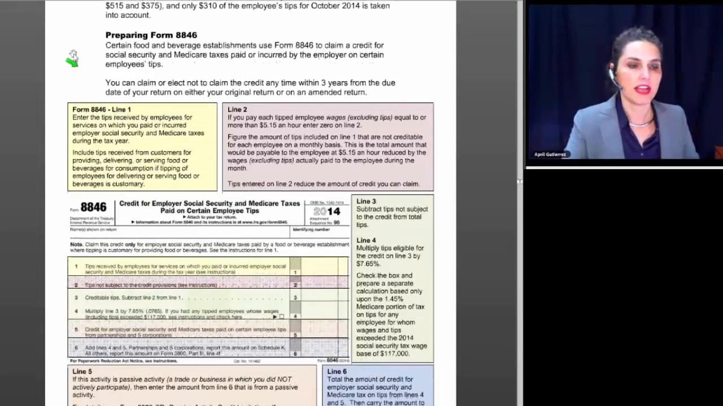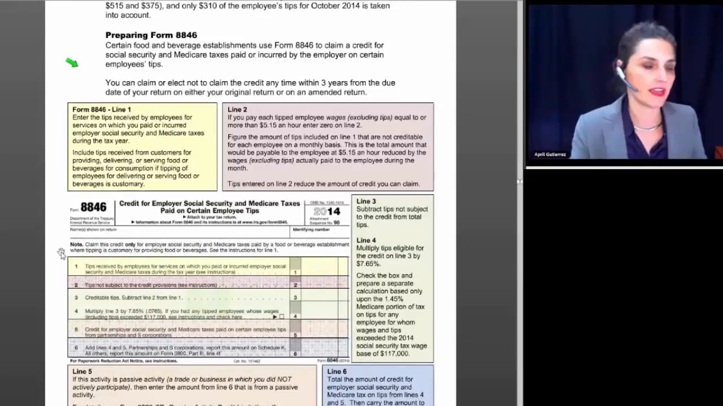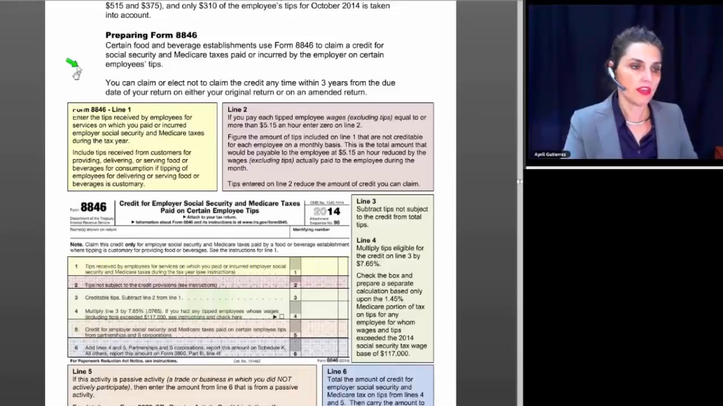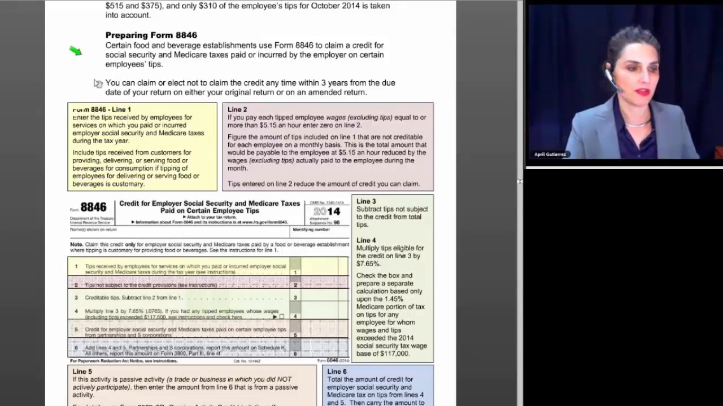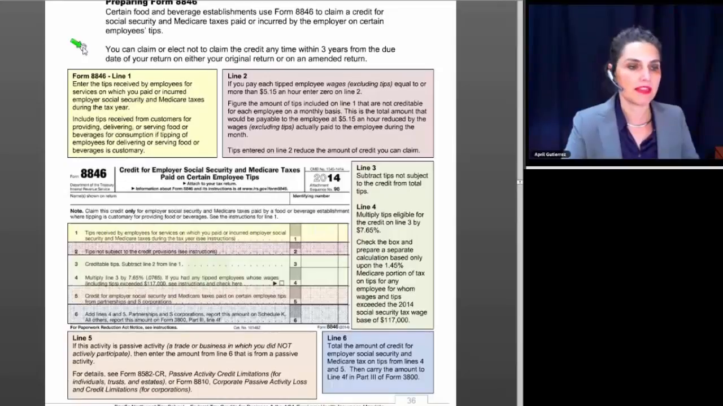So let's take a look at how we go about preparing Form 8846. We'll look at its component parts, and then I have another illustration to show you of how we prepare the return for this particular type of credit, flow it through to the taxpayer, and fill out Form 3800 as well. Certain food and beverage establishments use Form 8846 to claim this credit for Social Security and Medicare taxes that were incurred by the employer on tips collected by employees.